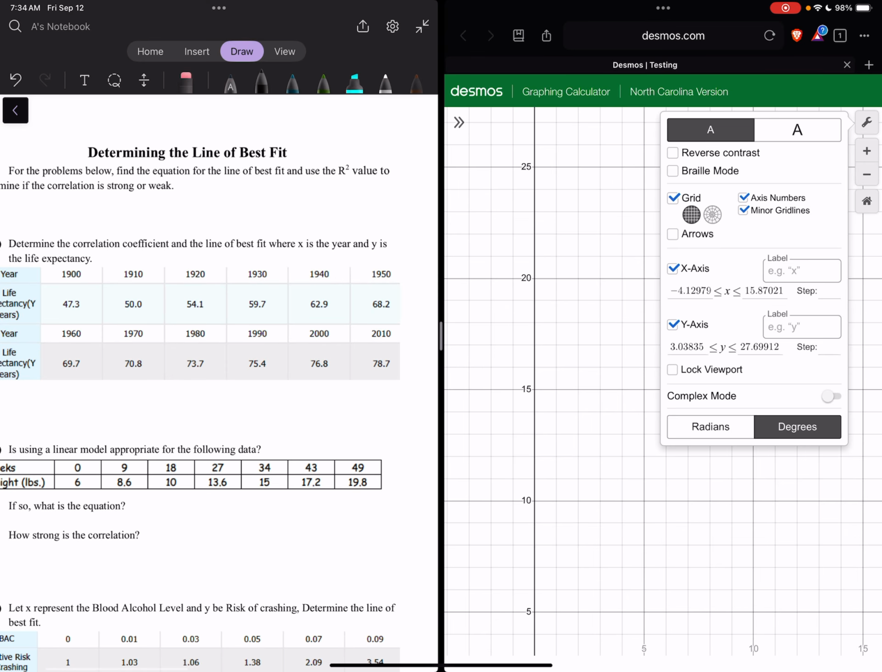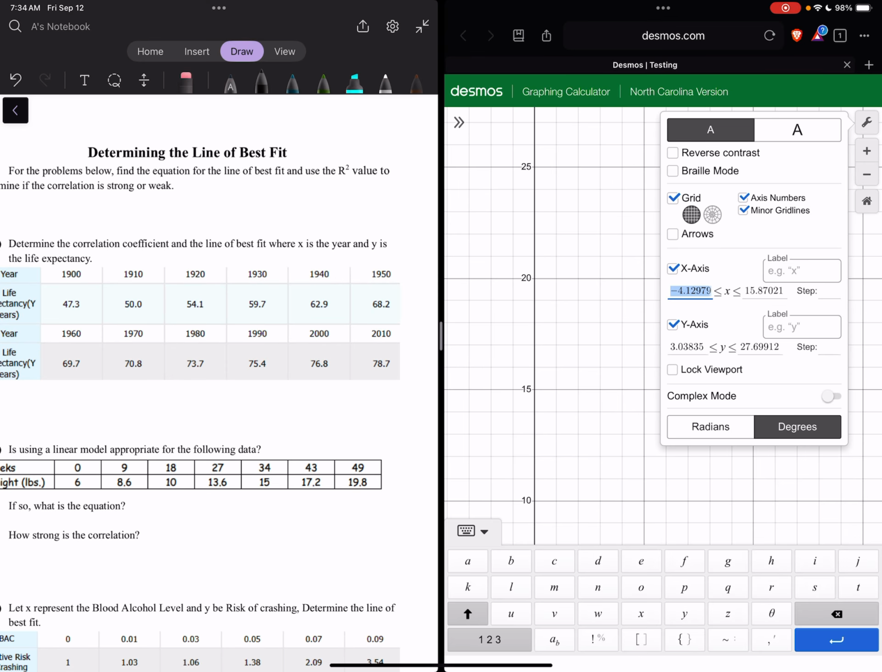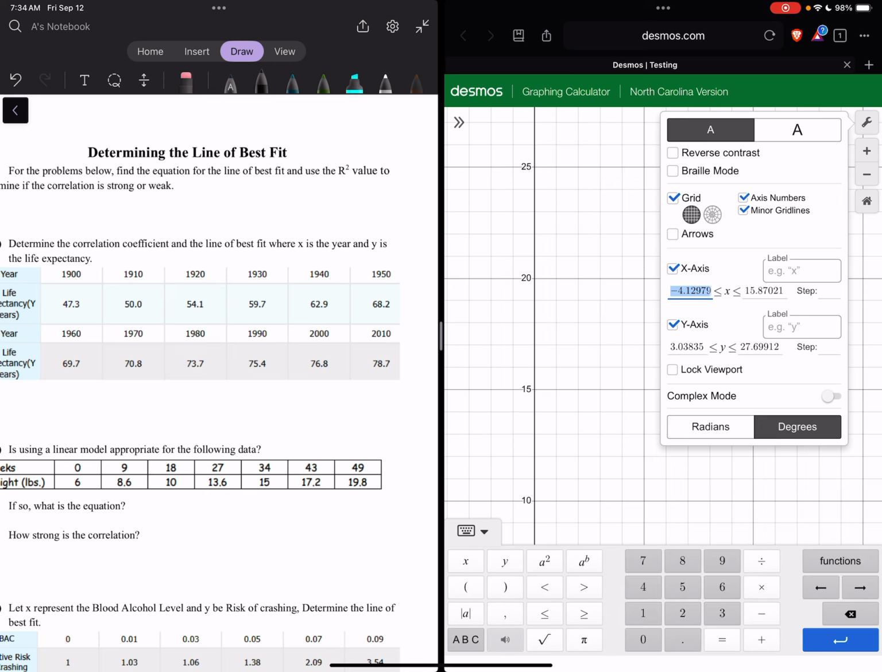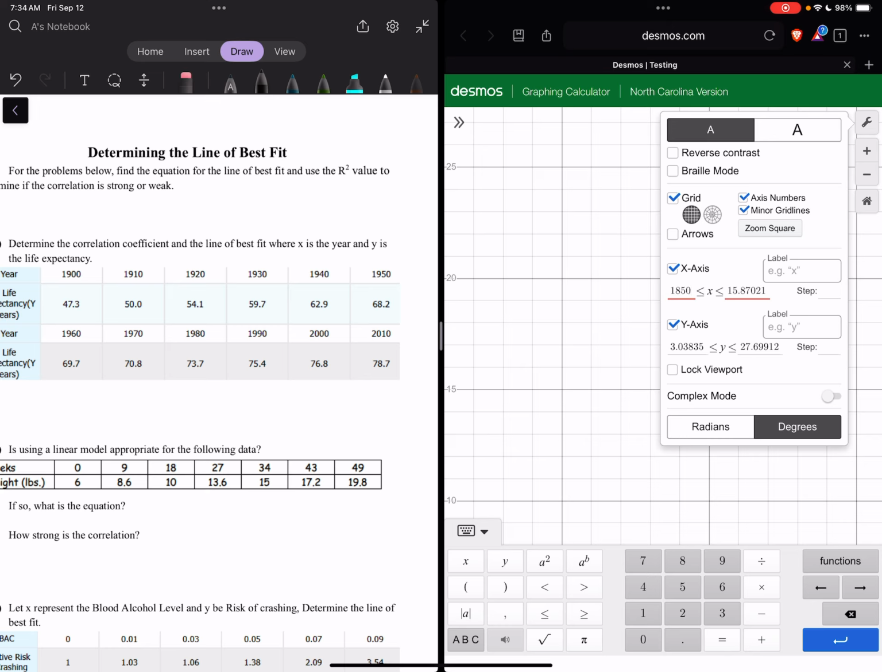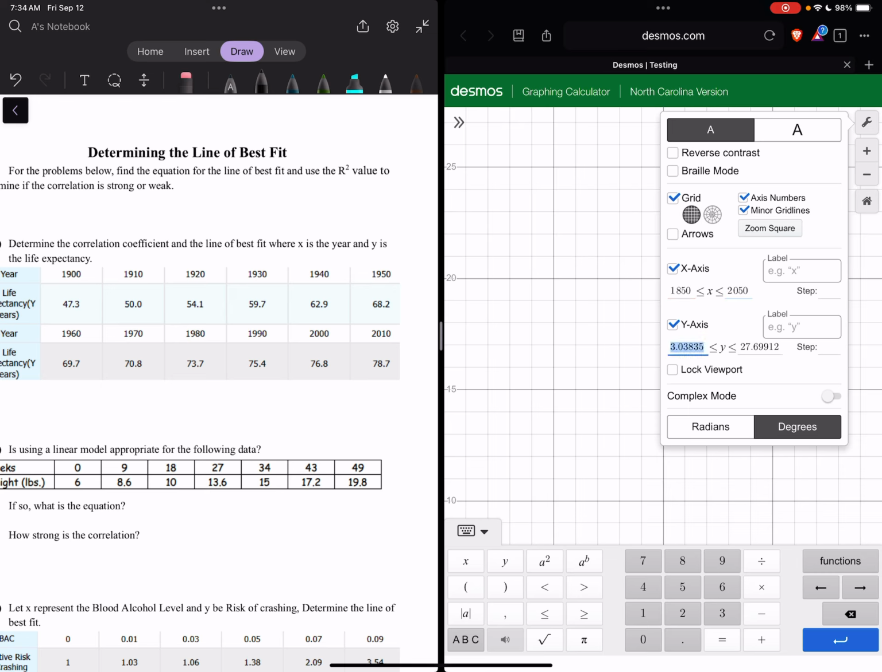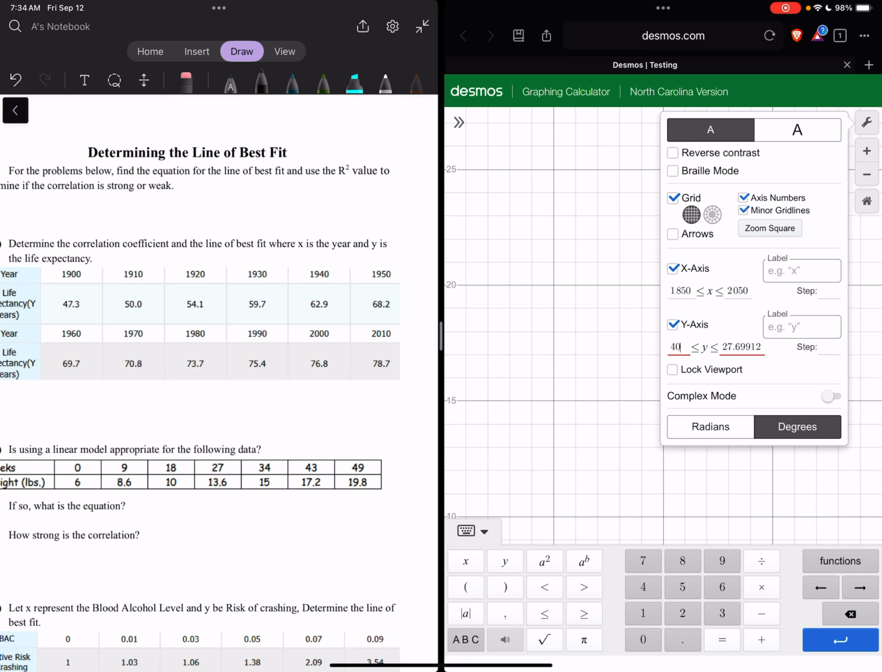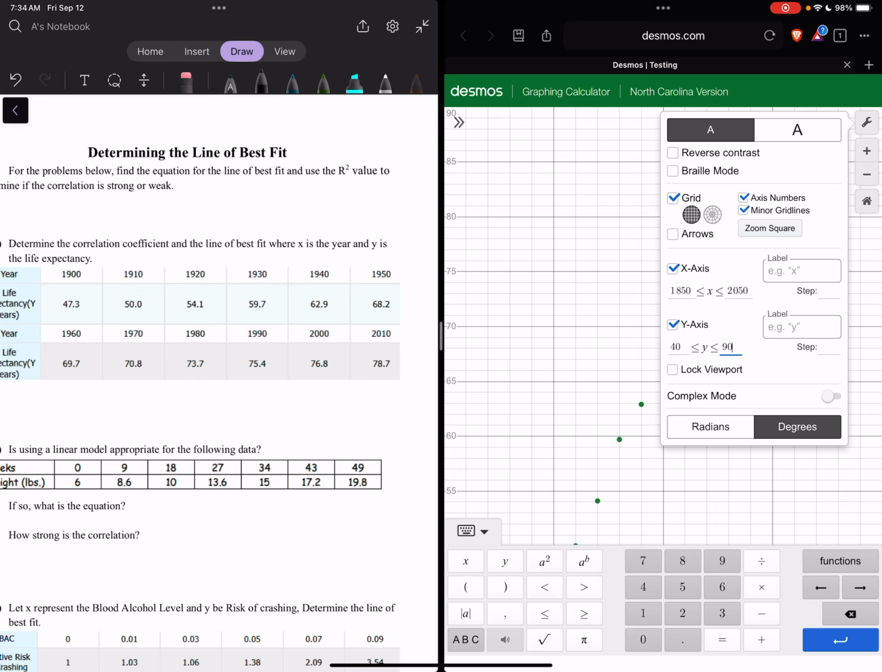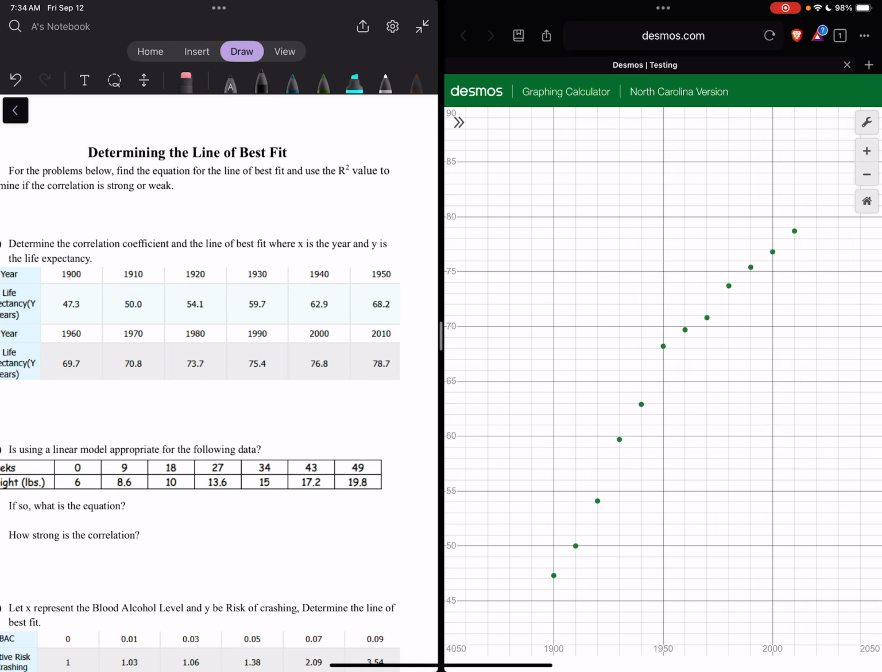And I'm going to change the domain and range of this graph because I want to fit this model. I'm going to start in the year 1850. That's a little bit less than 1900. And I'm going to stop at 2050. For my y-axis, I'm going to start at the lowest at 40 and up to 90. Now the reason why I like doing this, I can look and get a pretty good idea of what this graph needs to look like.